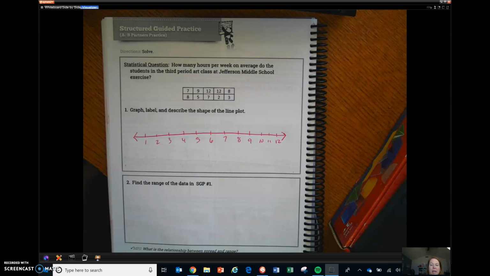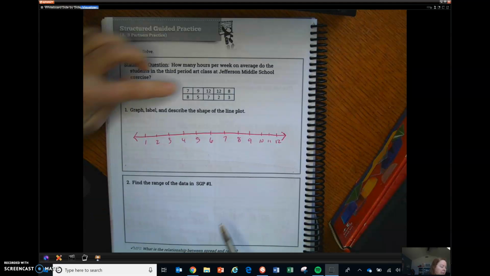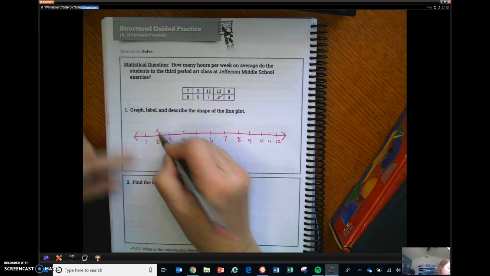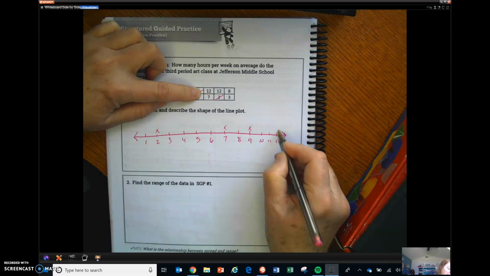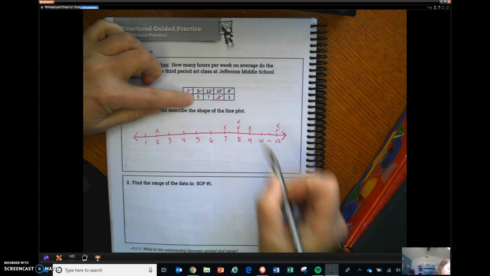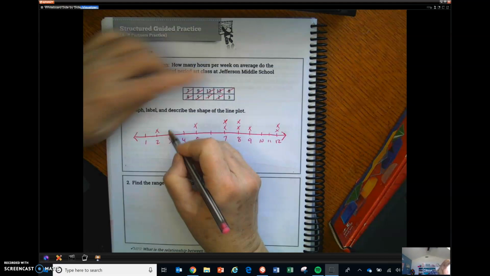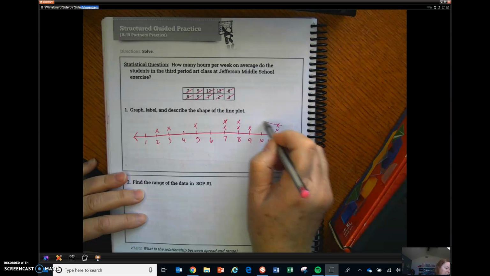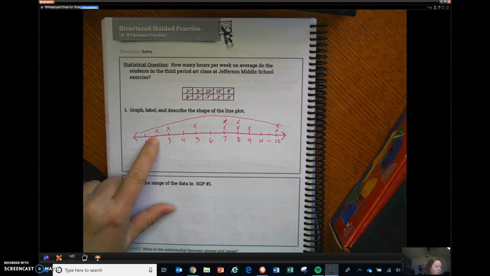Okay, so I went ahead and drew my number line to include the points up here. So I've got from 2 to 12, and now all I'm going to do is plot those points. So I have a 2, I have a 7, I have a 9, I have 2 12s, I have 2 8s, I have a 5, and I have a 7, and I have a 3. So the shape on this one is more of a bell. This one actually does not have an outlier because the 2 isn't all by itself.